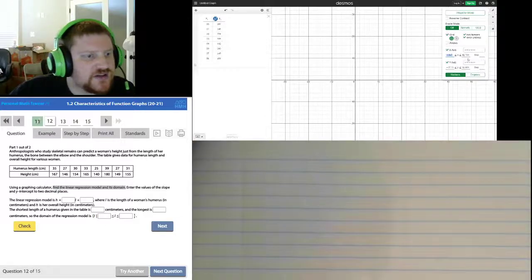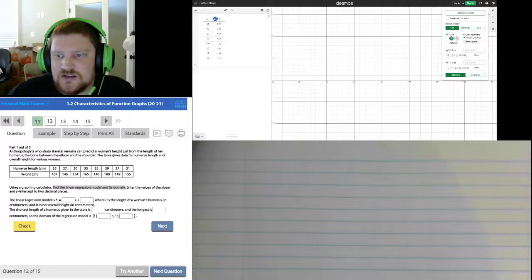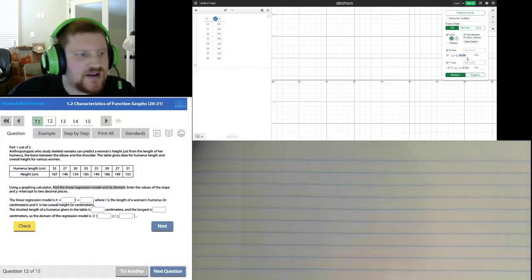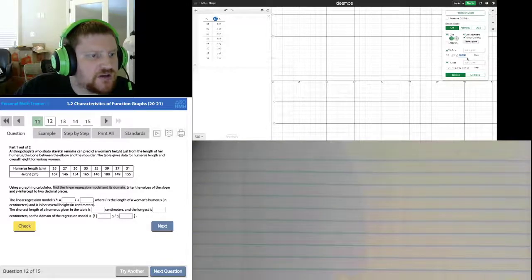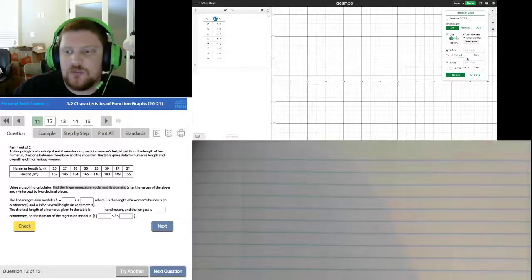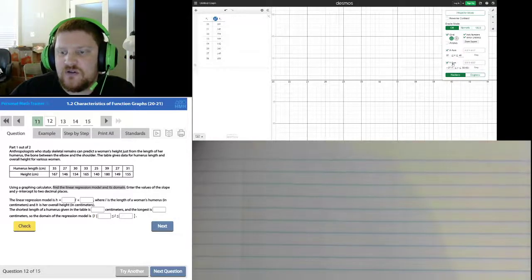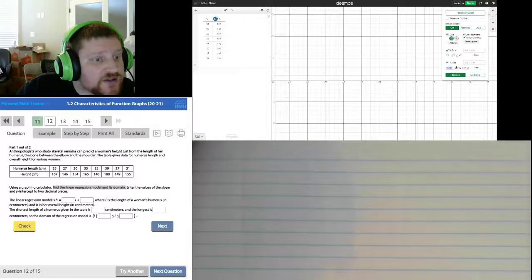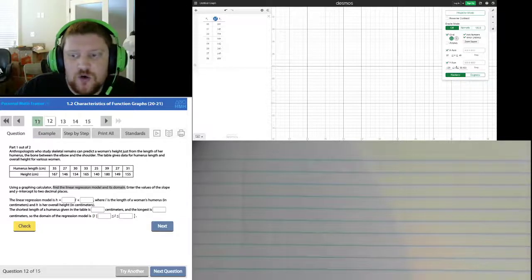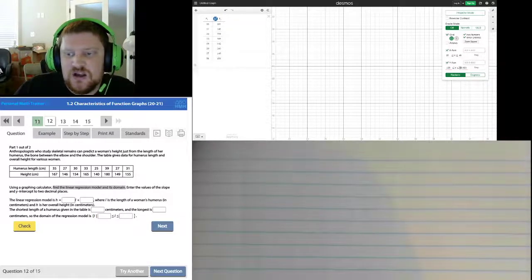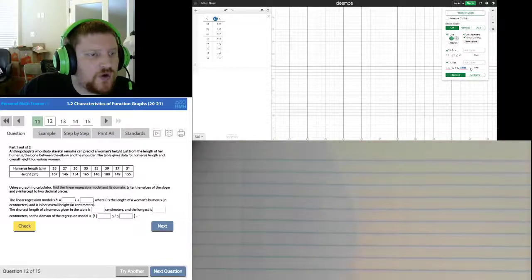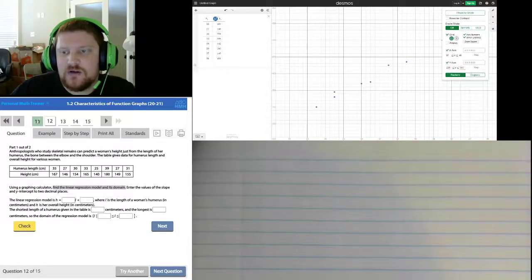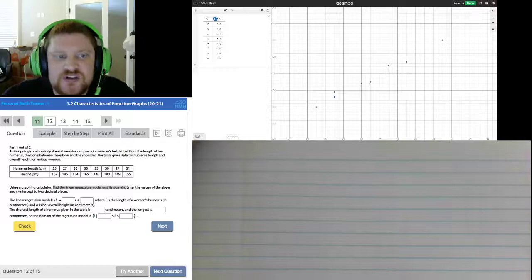Looks like our smallest x is going to be 25, so let's go with 20 on the x-axis. Our biggest x value is going to be 39, so we'll go up to 45. On our y side, it looks like our smallest is 140, so let's go down to 120. And looks like our biggest is 180, so let's go up to 200. So here's our scatter plot.